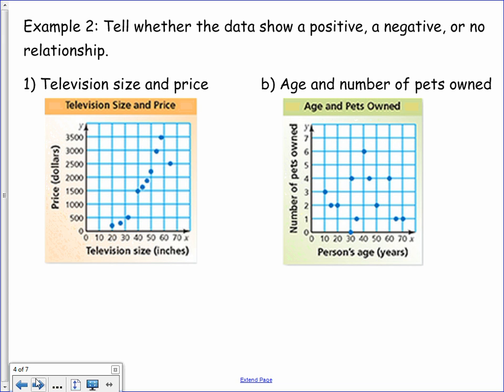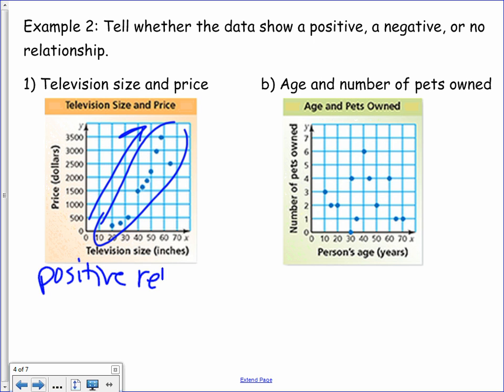Now, example 2, we have to tell whether the data show a positive, negative, or no relationship. So television size and price. What's happening here? Well, generally speaking, it's going in this general pattern, up from left to right. So we would call this a positive relationship. And if it asks you to explain, you would just say, as x increases, so does y. Or in this case, to be specific, as the television size increases, so does the price.